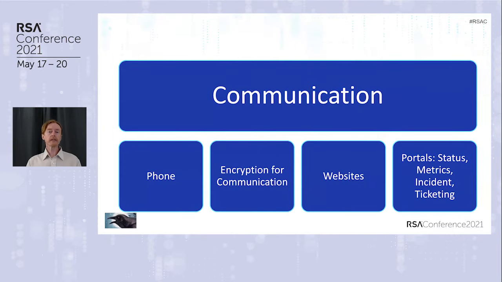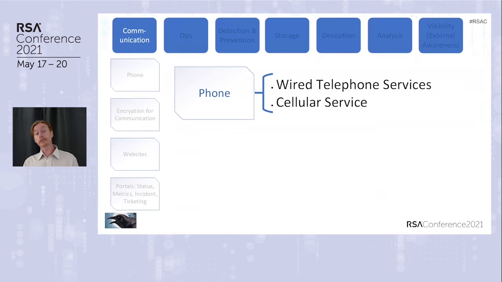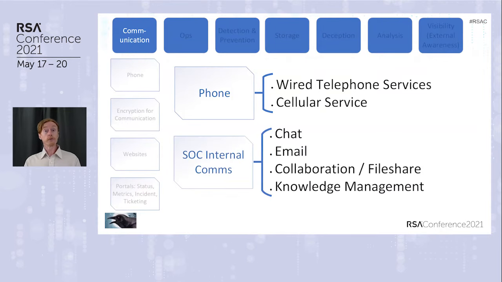Another aspect of technology that we need is the ability to communicate. In communications, we use telephones, right? This is cellular service and our commodity telephone lines, maybe VoIP, however you've decided to solve that problem. Additionally, in our communications, we probably want to have some sort of way to maintain a connection between our staff inside of the SOC. This is chat and email and file sharing, collaboration platforms.